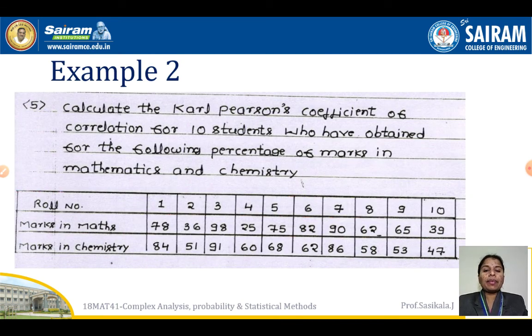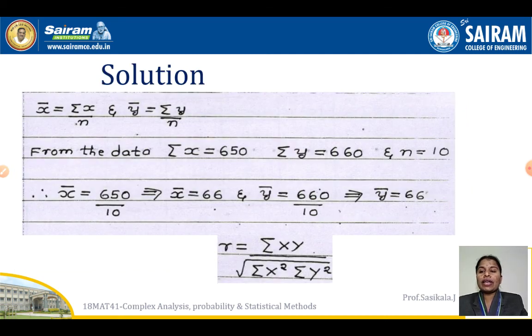Calculate the correlation coefficient for 10 students who have obtained the following percentage of marks in mathematics and chemistry. It is given along with the roll number, the marks obtained in 2 subjects, and I have to find the relation of these two, that means maths and chemistry. You can take maths as small x, chemistry as small y.